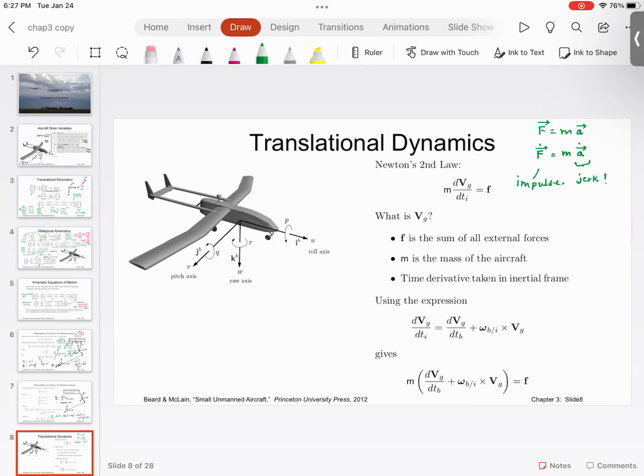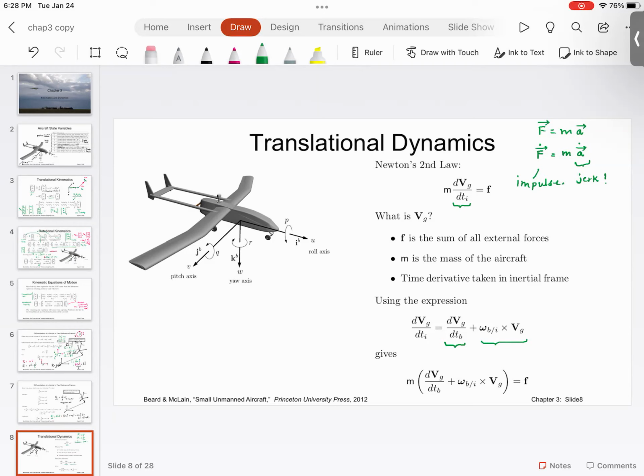Now, let's try to understand one important part here. If I want to dissect this vector, Vg is the velocity of the aircraft. Vg is a vector, so it has some components in the I direction, some component in the J direction, and some component in the K direction. And if I want to take the derivative of the vector, I have, and it's very important, the derivative of magnitude, and then I have the derivative of direction.